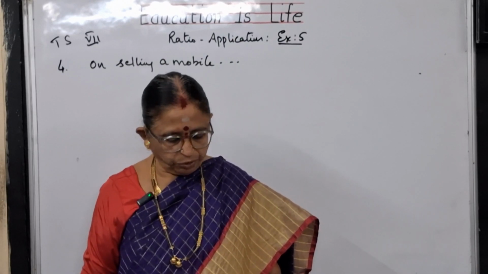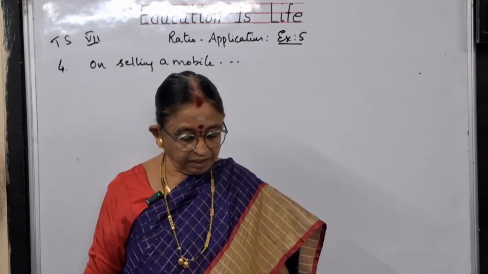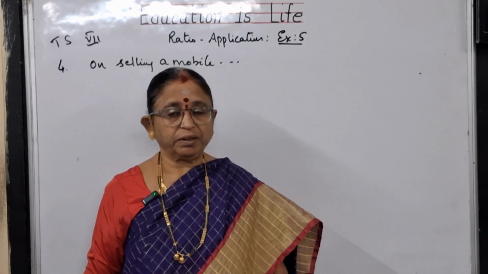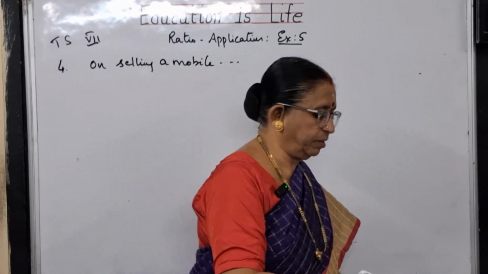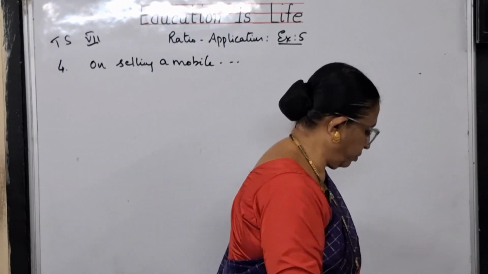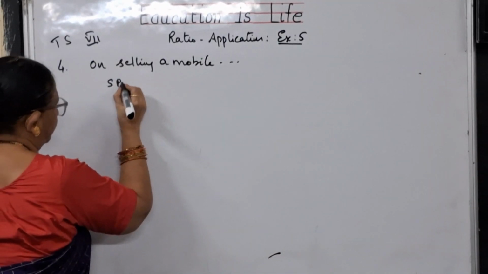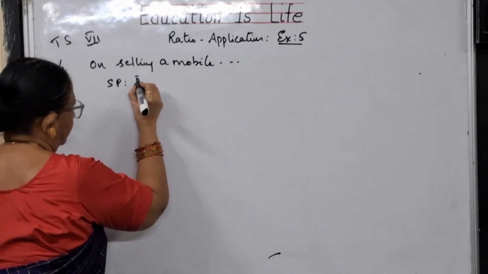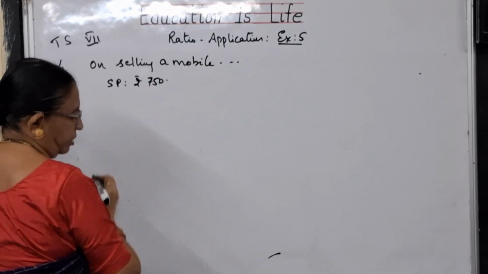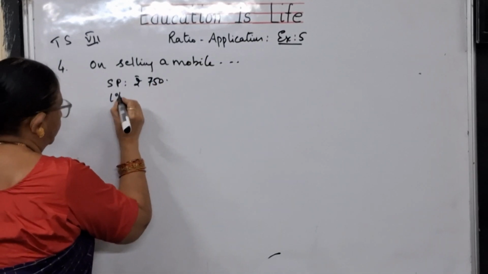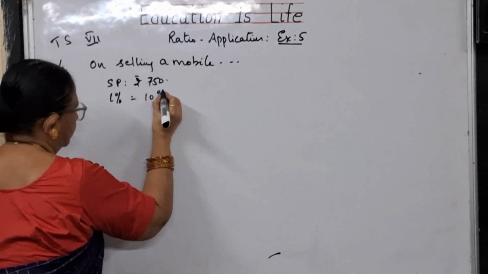For what amount should he sell it to gain 5%? So he needs to get 5% gain. So for what amount does he have to sell? So what is given to you? Selling price is given as 750 rupees and loss percent is 10%.